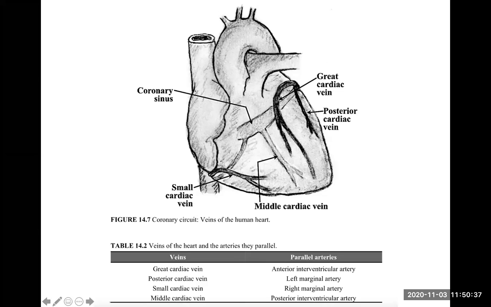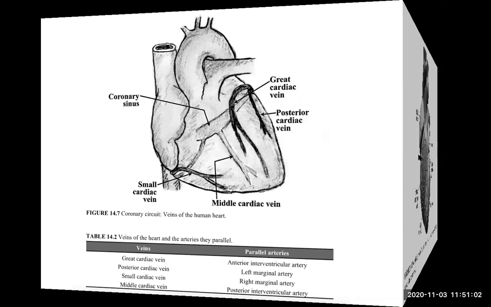Here's a look at the veins of the human heart. So the blood, after it's delivered its oxygen to where it needs to go to the muscle cells of the heart, needs to be drained back into the right atrium. So all the veins will drain into this coronary sinus, which will eventually drain into the superior vena cava to bring deoxygenated blood back to the right atrium. So here are the major veins of the human heart.